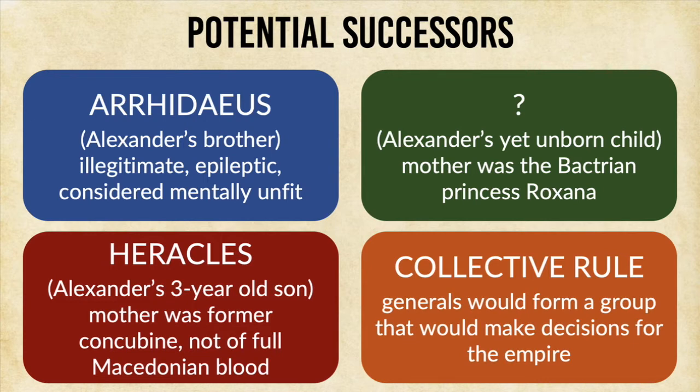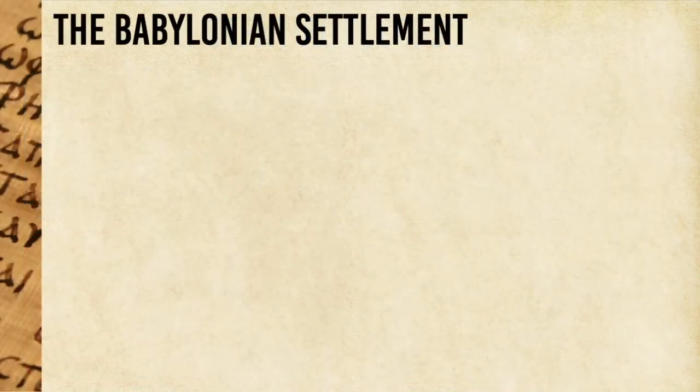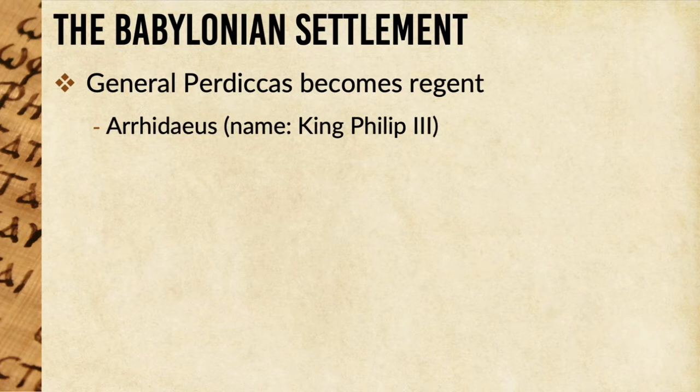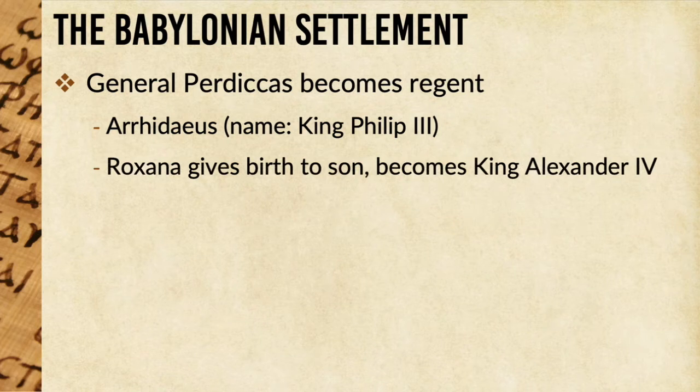So what followed after this meeting, or as a result of this meeting, is what's called the Babylonian settlement. In the Babylonian settlement, there's a general whose name is Perdiccas. He becomes regent. He becomes regent for Aridaeus. Aridaeus is given the royal name, King Philip III. Roxana, in the meantime, remember that's that Bactrian princess, gives birth to a son. That son becomes King Alexander IV.